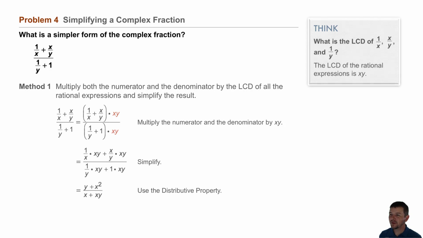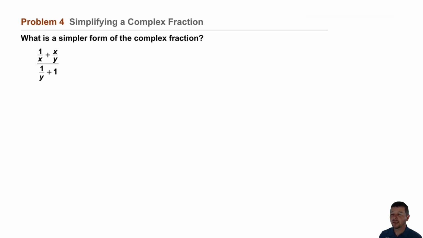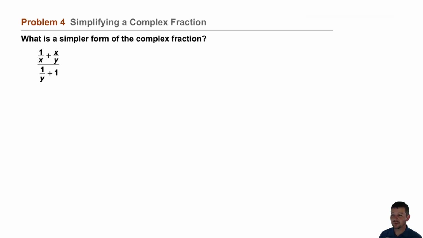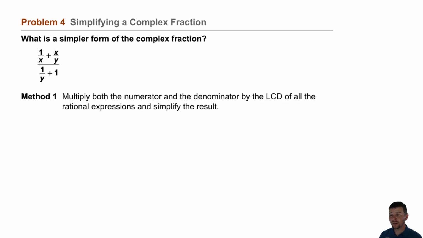Problem 4. Simplifying a complex fraction. What is a simpler form of the complex fraction 1 over x plus x over y, over 1 over y plus 1? Well, in method 1, we multiply both the numerator and the denominator by the least common denominator of all the rational expressions and simplify the result.